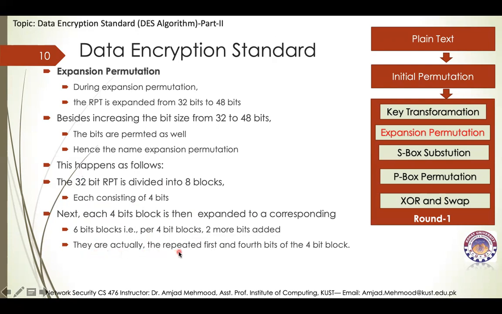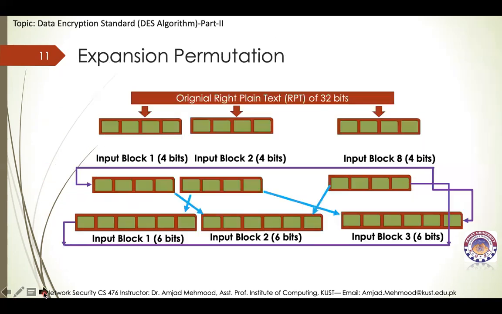They are actually the repeated first and 4th bits. The first and 4th bits will be repeated as we are increasing the size from 4 to 6. So each first and 4th bit will be repeated. I'll show that with the help of a diagram.